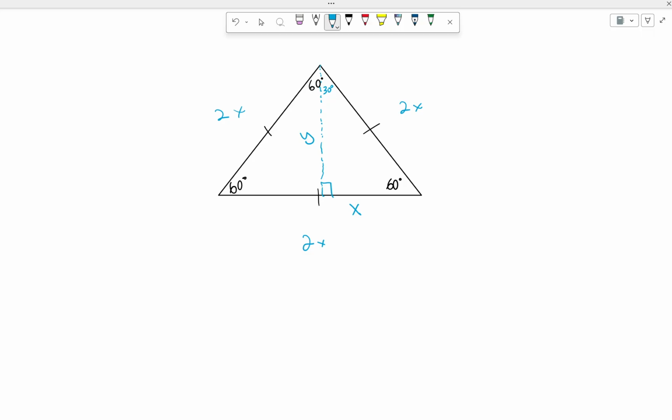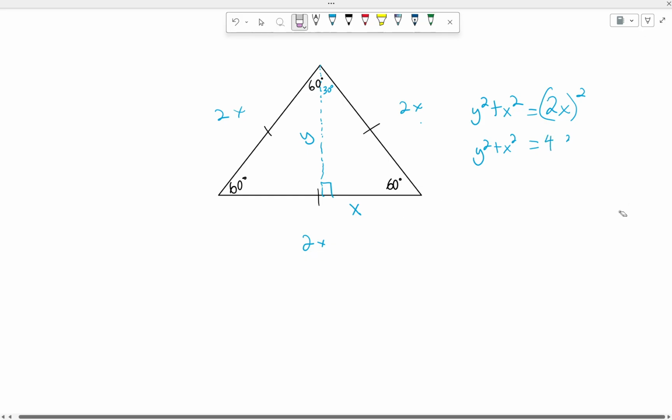Well, let's just use the Pythagorean theorem, right? Why don't we have y squared plus x squared, a squared and b squared, which is going to be equal to that hypotenuse, which is 2x squared. But it's the side times itself, right? It's 2x times 2x. So I have y squared plus x squared is really equal to 2x times 2x, which is going to be 4x squared. I want to actually work that out.